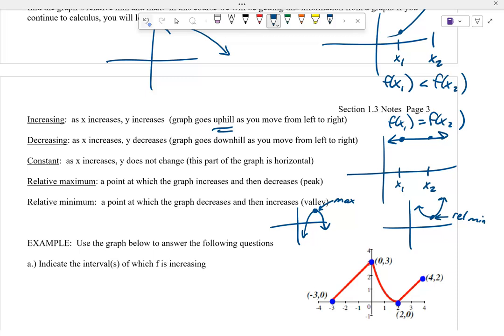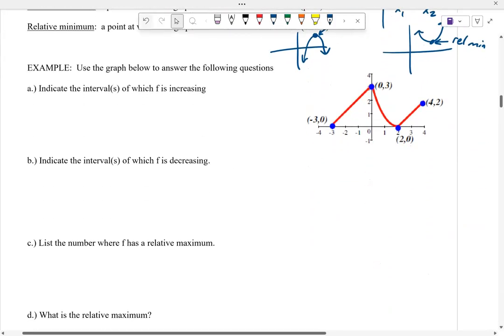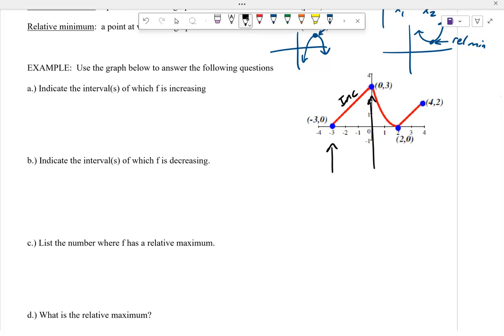Where is this function increasing? So if I'm going left to right, where is this thing increasing? You want to name this in terms of the x value. Hopefully you can see that we're increasing on that section, which is from -3 to an x value of 0. So I'm increasing from an x value of -3 up until 0.